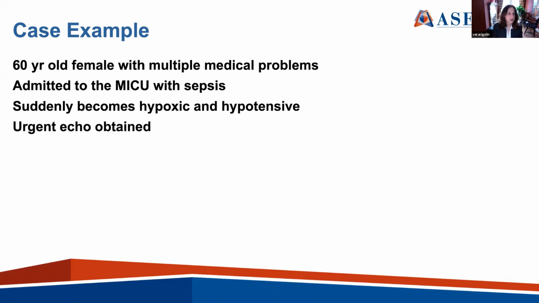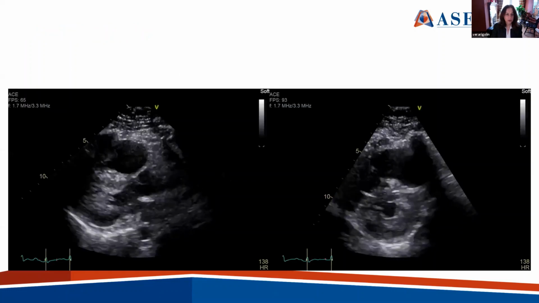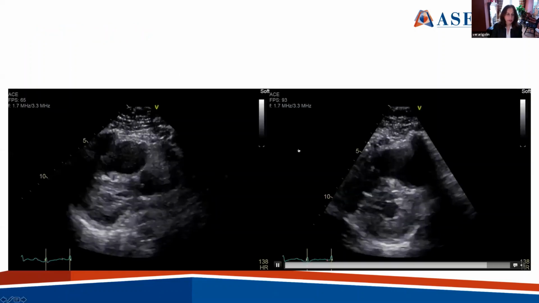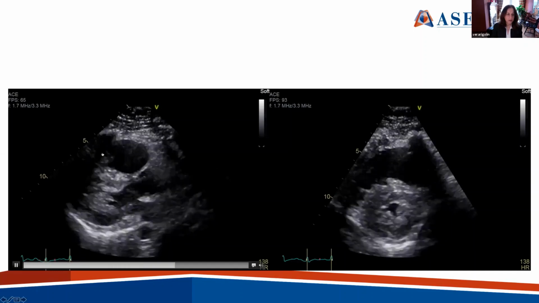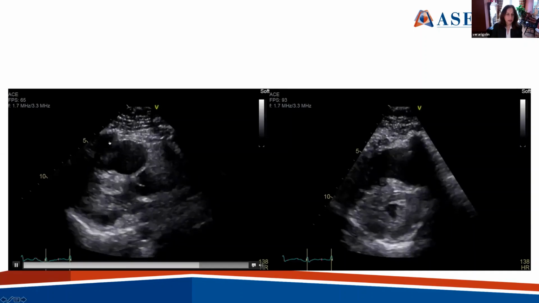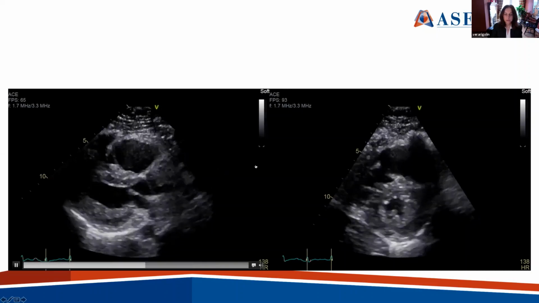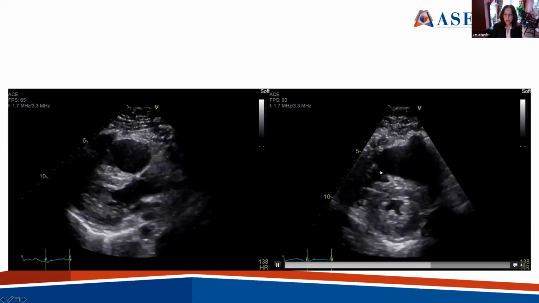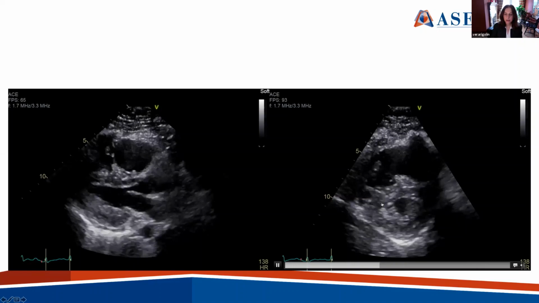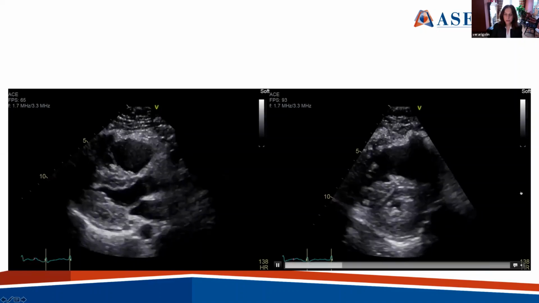First is a 60-year-old female with multiple medical problems admitted to the MICU with sepsis. She suddenly becomes hypoxic and hypotensive, and an urgent echo is obtained. So here's your parasternal long and short axis views. You see that the right ventricle is dilated and severely hypokinetic. Same with the short axis view, and you also see flattening of the interventricular septum.